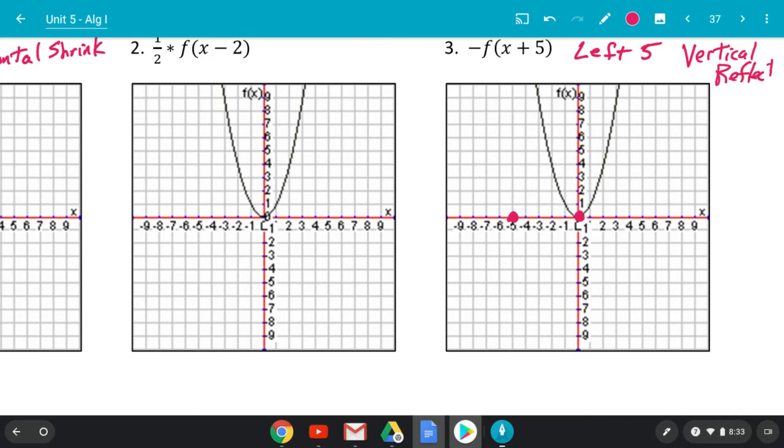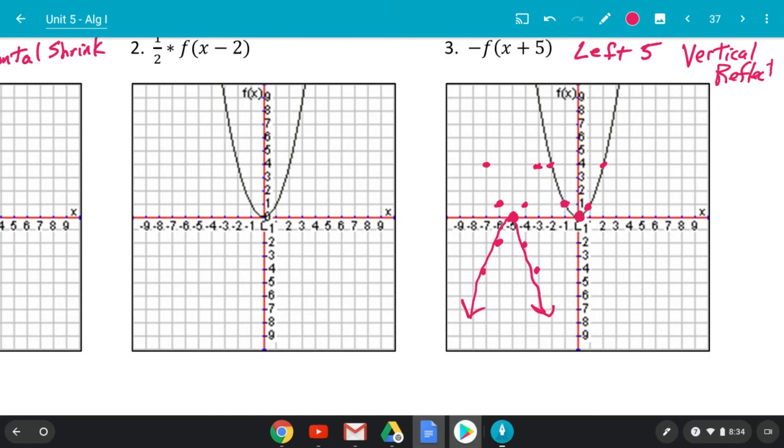So, for example, let's go back to this point. It moves 5 units to the right, and then it gets reflected across the x-axis. This point moves 5 units to the left, and then it gets reflected across the x-axis. This point right here moves 5 units to the right, and then gets reflected across the x-axis. This point right here moves 5 units to the left and gets reflected across the x-axis. So we end up with that parabola. Does that make sense? How many people got that one right?